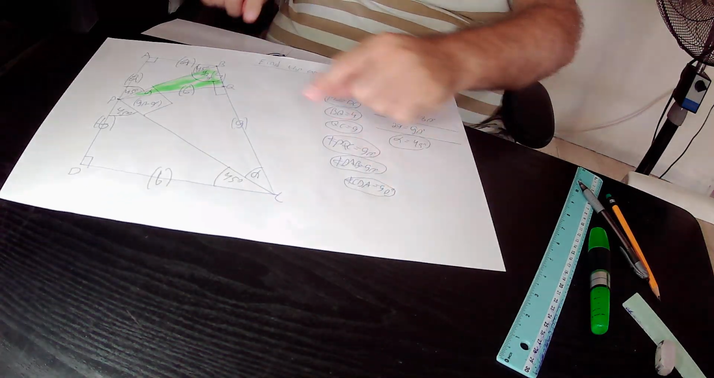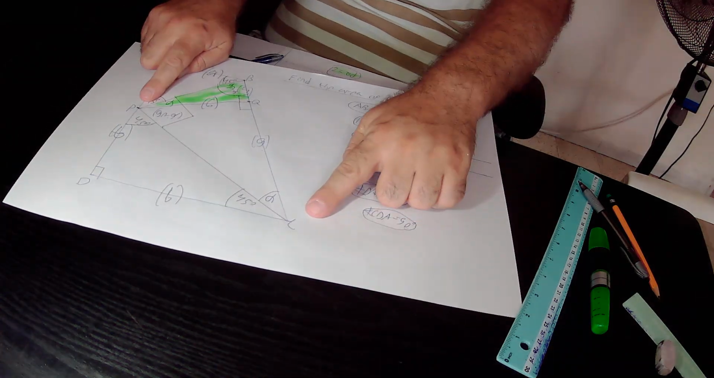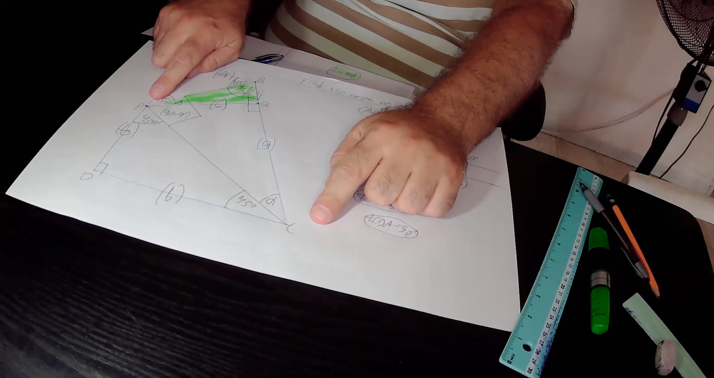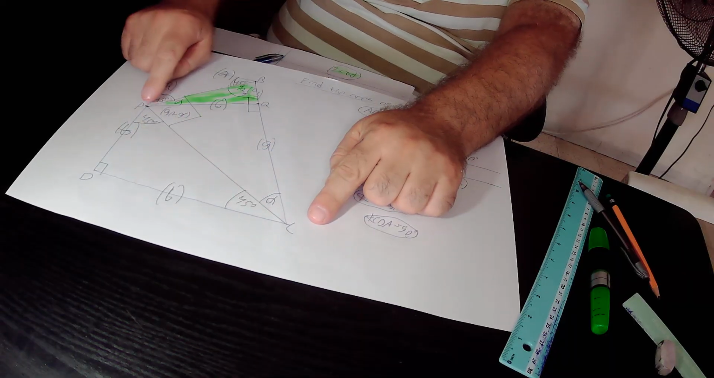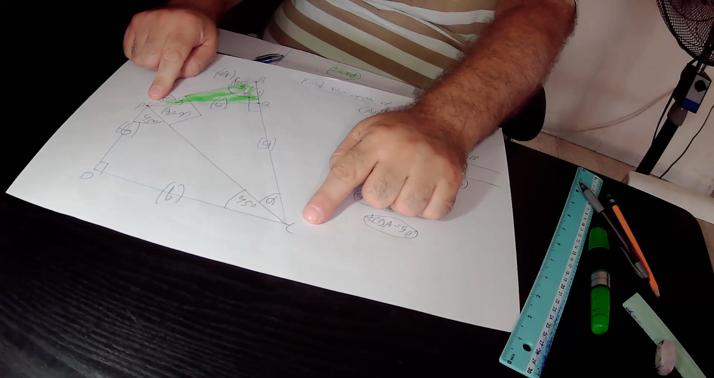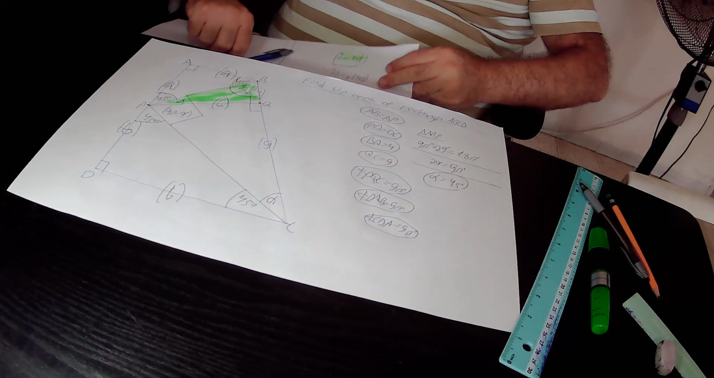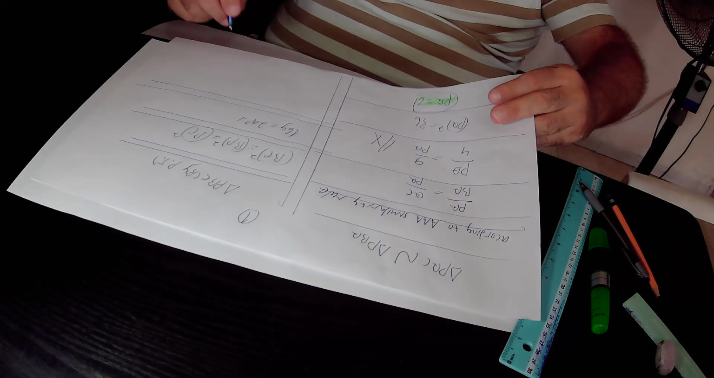What is the value of PC squared? In order to find out the value of PC squared, we will implement the Pythagoras theorem on the right triangle PDC. According to the Pythagoras theorem on the right triangle PDC, b squared plus b squared equals PC squared. So in total PC squared equals b squared plus b squared, that is 2b squared. So PC squared equals 2b squared.